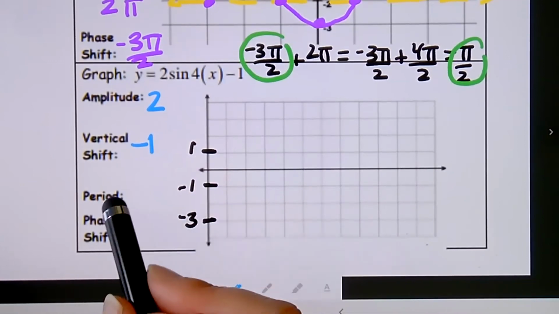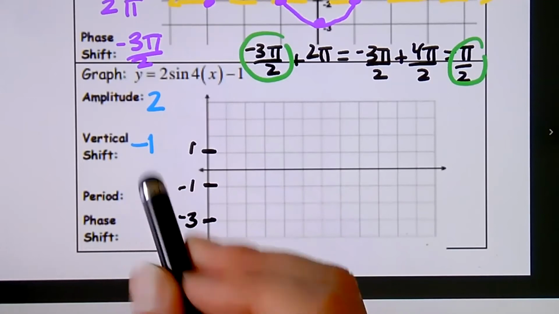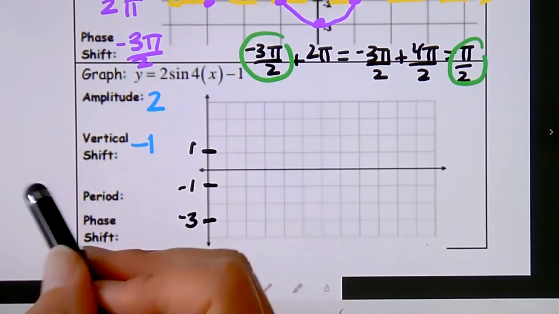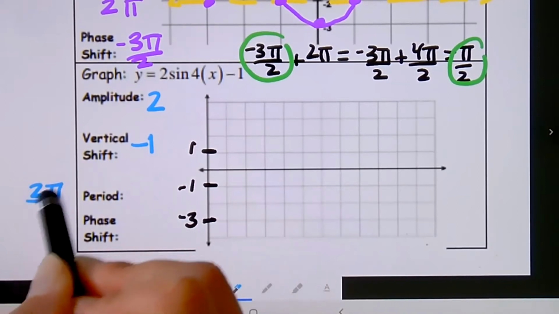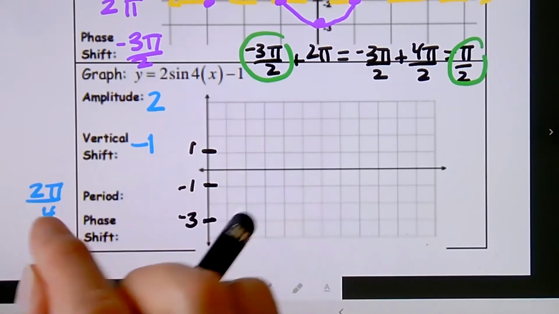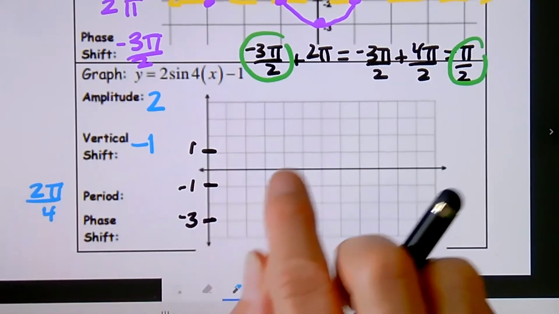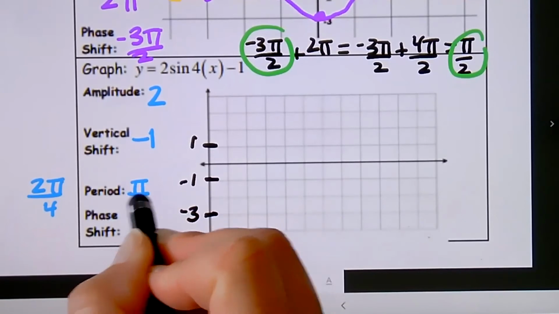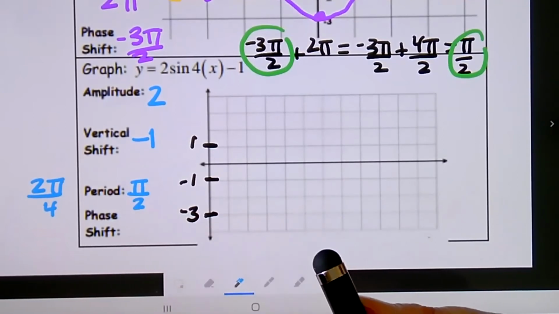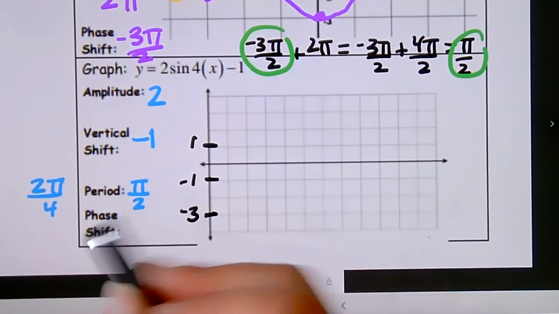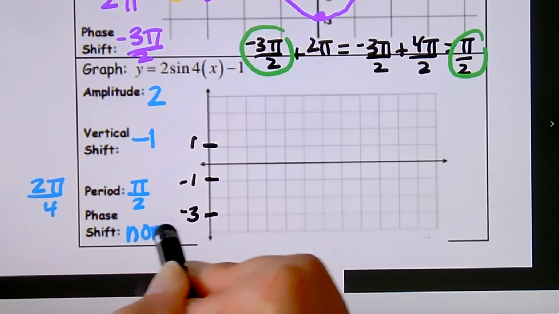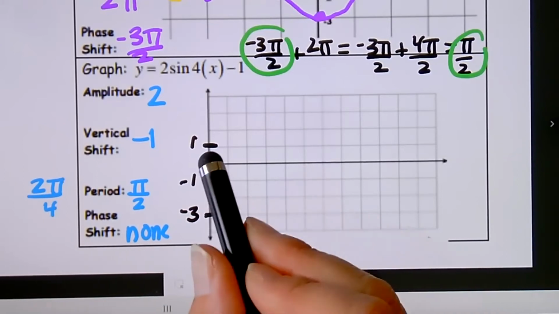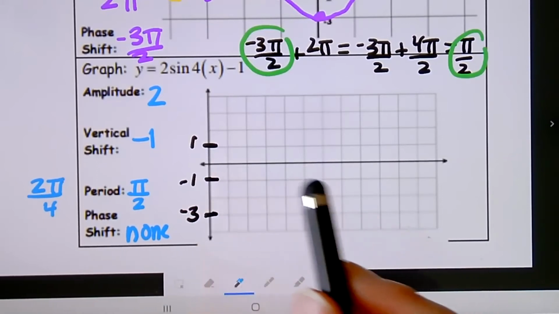So now, period. That 4 is going to adjust my period. Let me just jot it over here. It's going to be 2 pi over 4. So what's happening is I'm having 4 whole cycles by the time I get to 2 pi. So that means my period is really pi halves. And my phase shift, none. So I'm going to be starting at 0 and ending at pi halves.